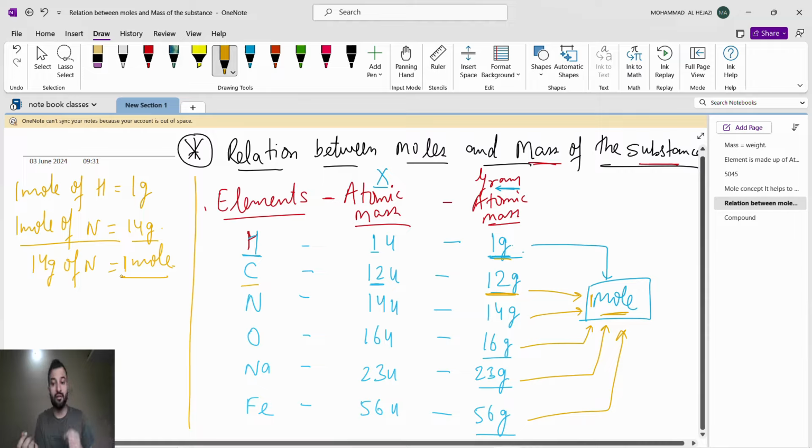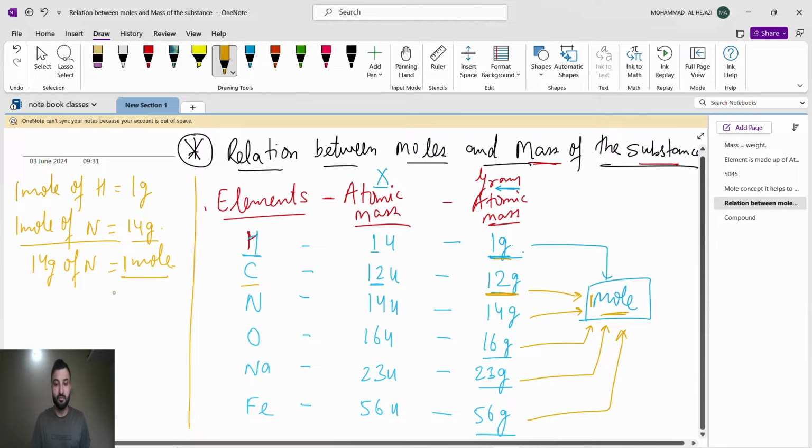Right? If suppose I tell you 1 mole of oxygen, what will you say? 16 gram of oxygen. So 1 mole of oxygen is 16 gram of oxygen. Same, if I say 16 gram of oxygen, it means 1 mole. So that is the relation between mole and mass of the substance. 16 gram is mass. This is the relation between mole and mass. I will tell you the mole, you will tell me the mass, or I will tell you the mass, you will tell me the mole. Right?